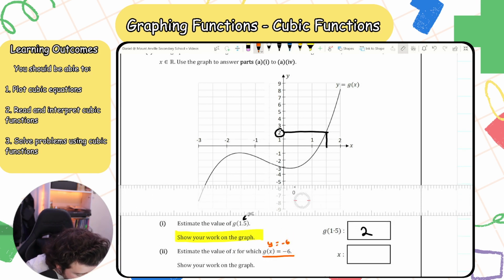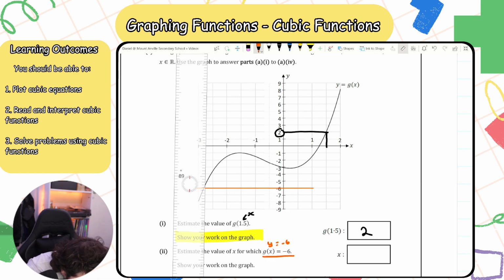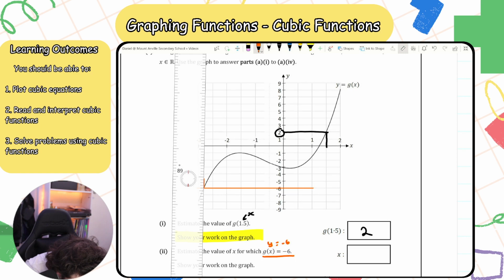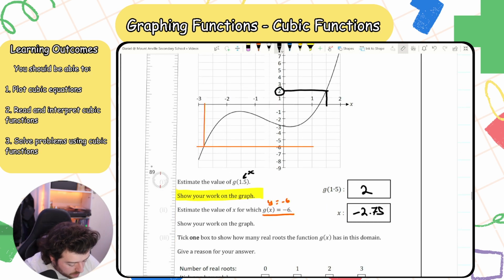So I go to minus 6. There, I go across, bing, hits here. I go up and read. Boom. So that'll be, so that's 2 minus 2.5. That'll be probably halfway between that. So like minus 2.75? Minus 2.75? And show your working on the graph.